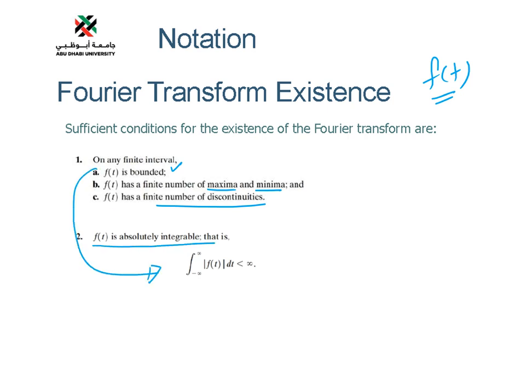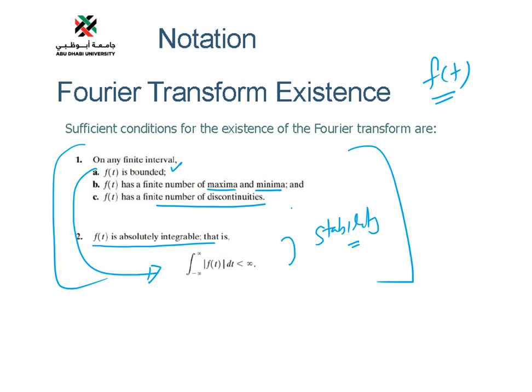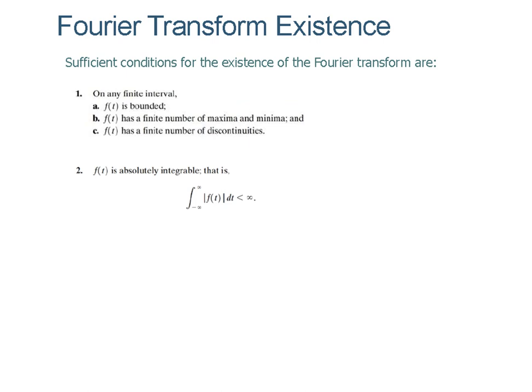Okay, if you remember from chapter 2 and chapter 3, that if your signal is bounded, or stable, absolutely integrable also identifies the stability of the signal. So if your signal is satisfying these conditions, only in that case its Fourier transform can exist.